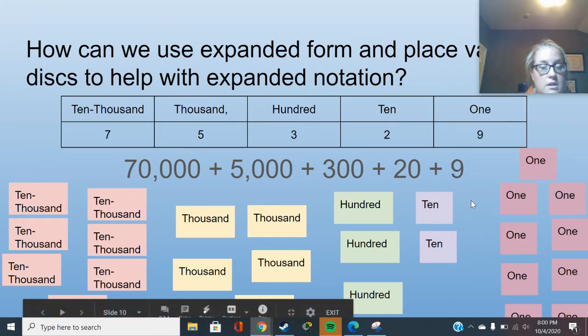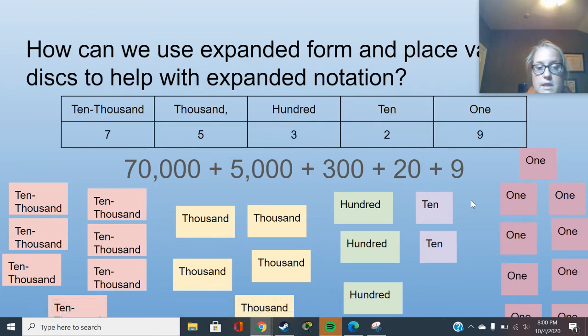Now the next thing that we're going to do is put this number into expanded notation. So I want you to think about how using these place value discs could help you with expanded notation. So I'm going to give you 10 seconds to think about that. How could place value discs help us with expanded notation? I'm excited to hear what your answers were.